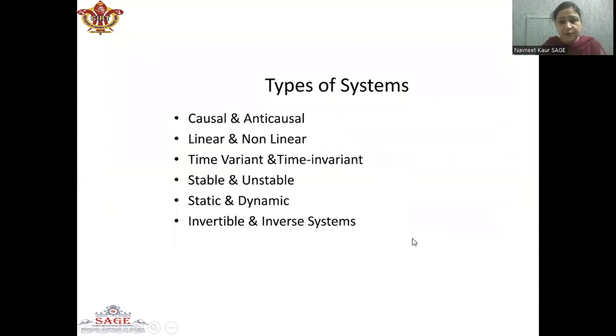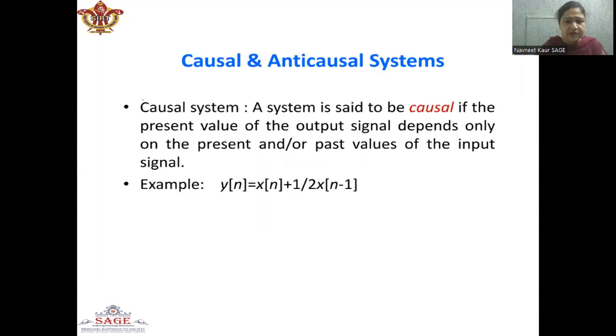Coming to the classification of systems, we have 6 types of classification. First we have causal and anti-causal system, linear and non-linear system, time variant and time invariant system, stable and unstable system, static and dynamic system, invertible and inverse system. Now we will discuss some of these classifications of the systems. First we have causal and anti-causal system.